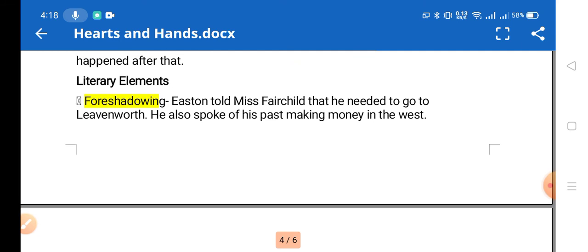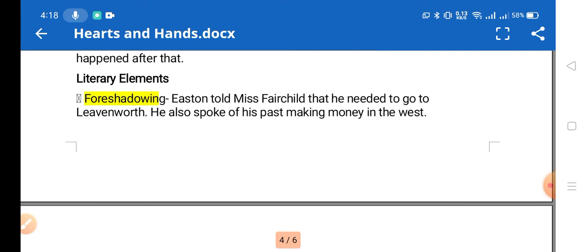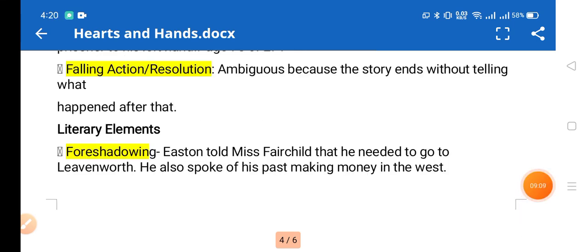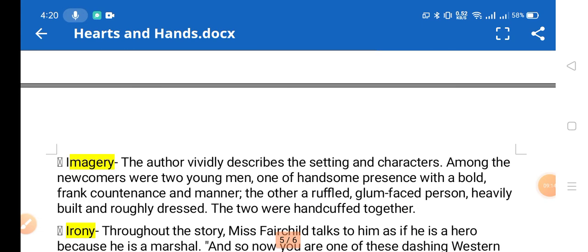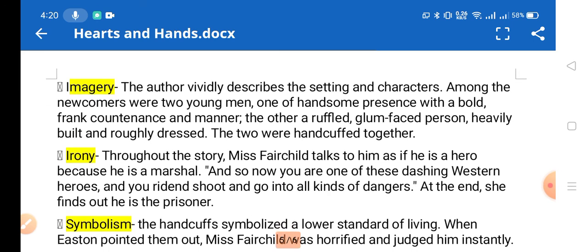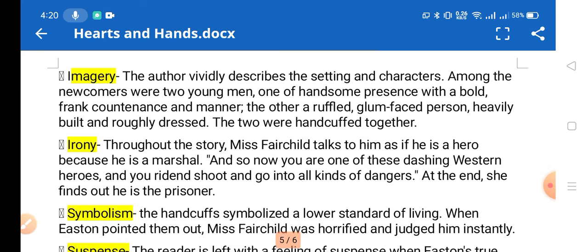And literary elements used in the story: foreshadowing, a technique used to give hint about future actions. Easton told Miss Fairchild that he needed to go to Leavenworth. He also spoke of the past making money in the West. And imagery is used. The author vividly described the setting and characters. Among the newcomers were two young men, one of them handsome and another ruffled, glumly faced, and roughly dressed.